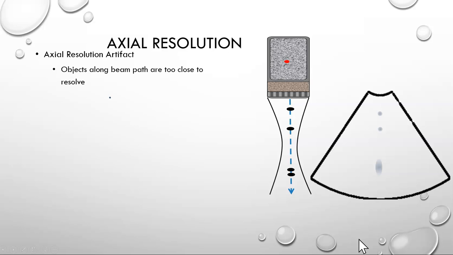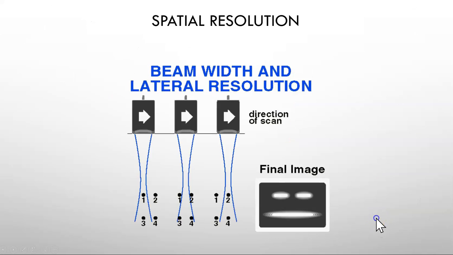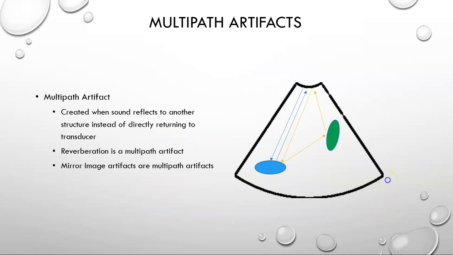Axial resolution is when two objects along the path of the beam are too close to resolve. Lateral resolution occurs when objects that are wider or closer together than the beam width cannot be resolved. Multipath artifacts are any artifact that occurs when sound reflects off of another structure instead of returning directly to the transducer. Reverberation is a type of multipath artifact, and so are mirror image artifacts.